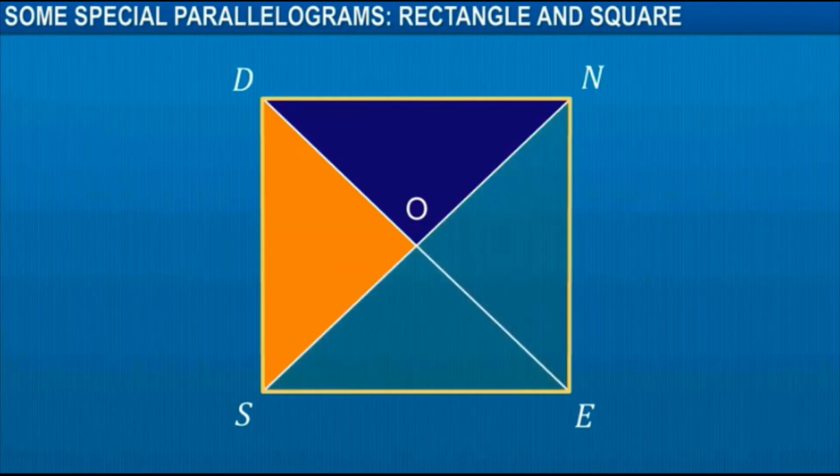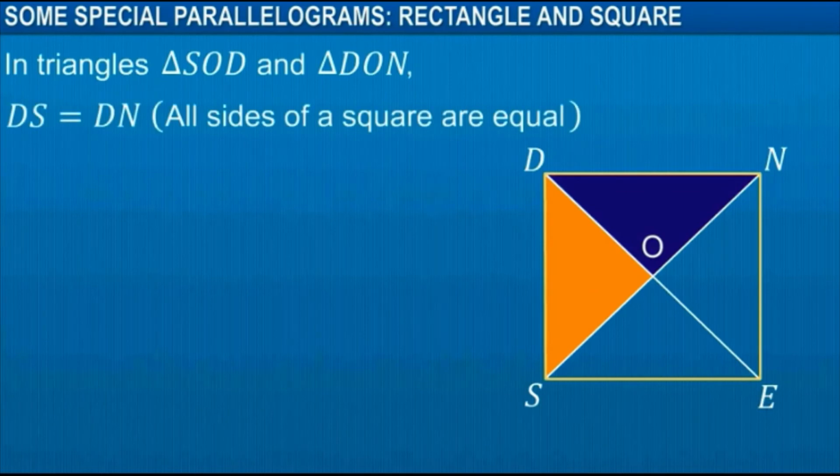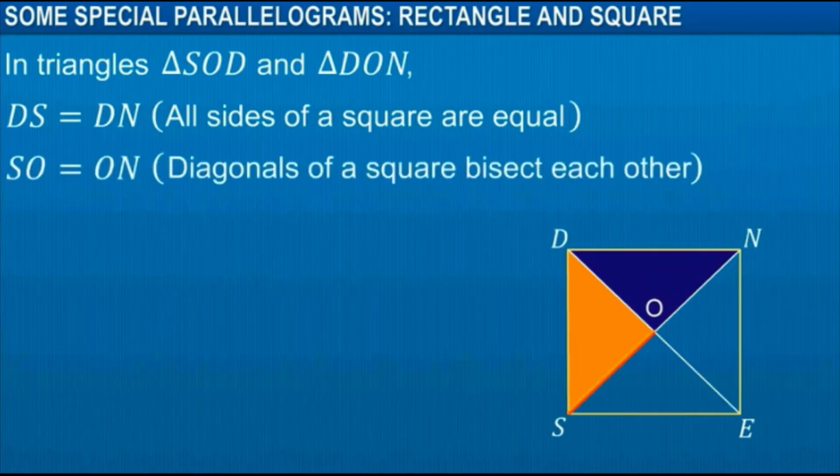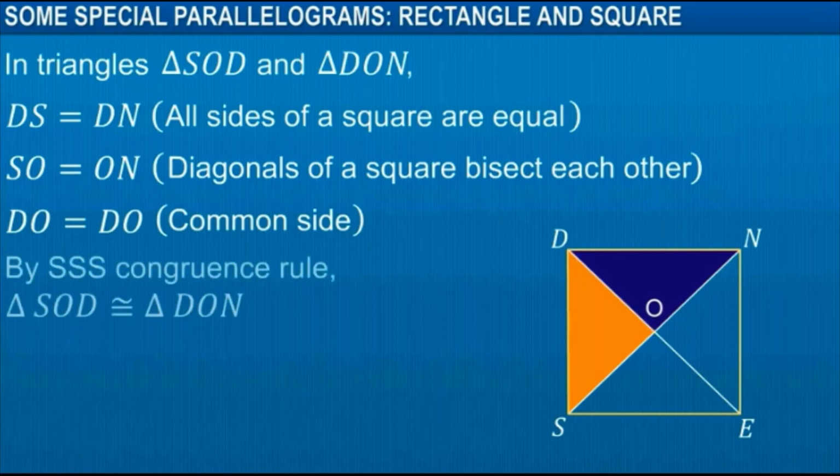Consider triangles SOD and DON. Side DS is equal to side DN, since all the sides of the square are equal. Also, SO is equal to ON, as diagonals bisect each other, and DO is the side common to both the triangles. Therefore, by SSS congruence rule, triangle SOD is congruent to triangle DON.